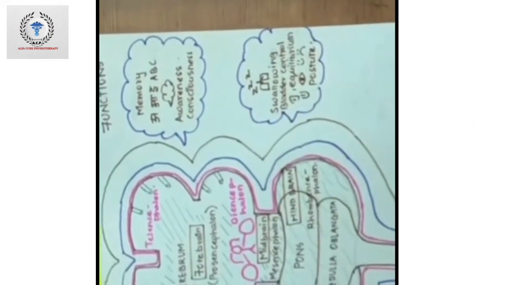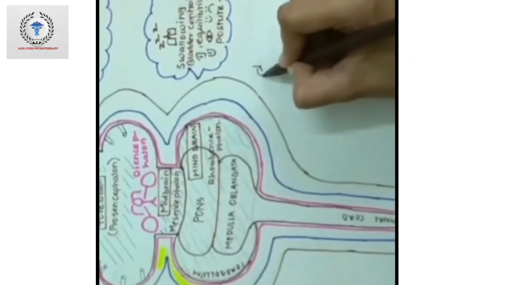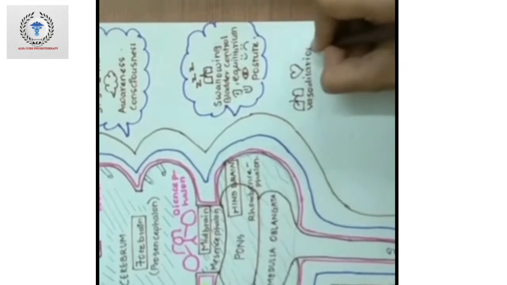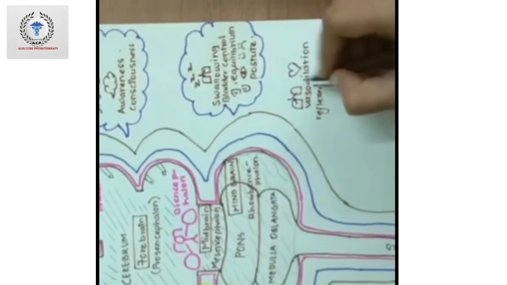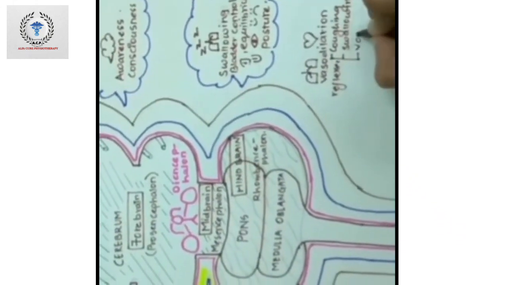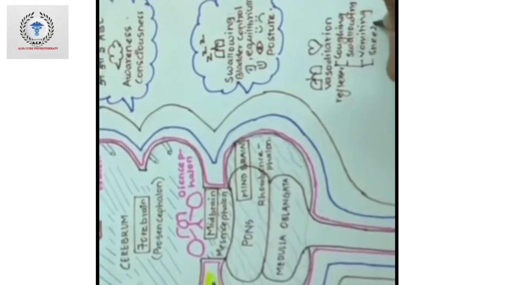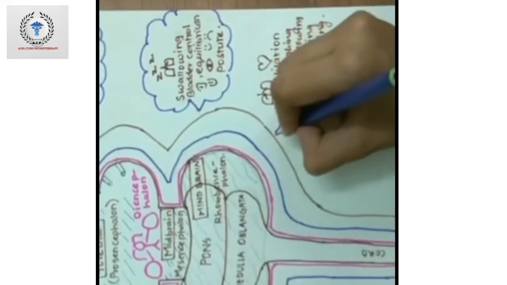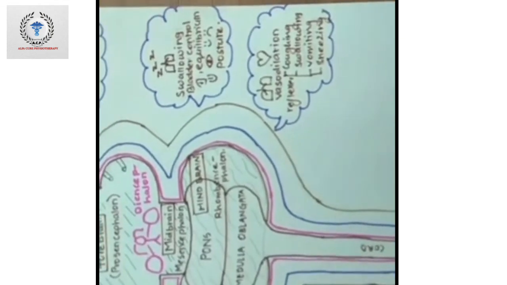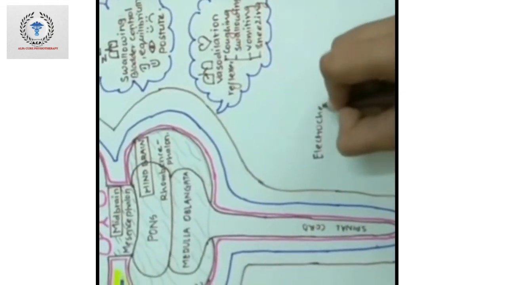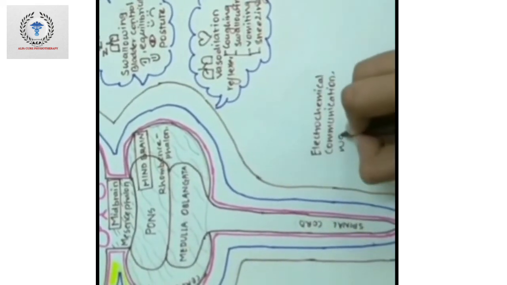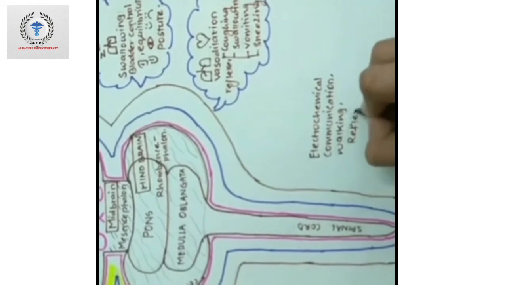Functions of medulla is respiration, cardiac functions, vasodilation and reflexes like coughing, vomiting, swallowing and sneezing. The functions of cerebellum is maintains tone, posture and equilibrium of the body. The function of spinal cord is it maintains electrochemical communication, walking and reflexes.